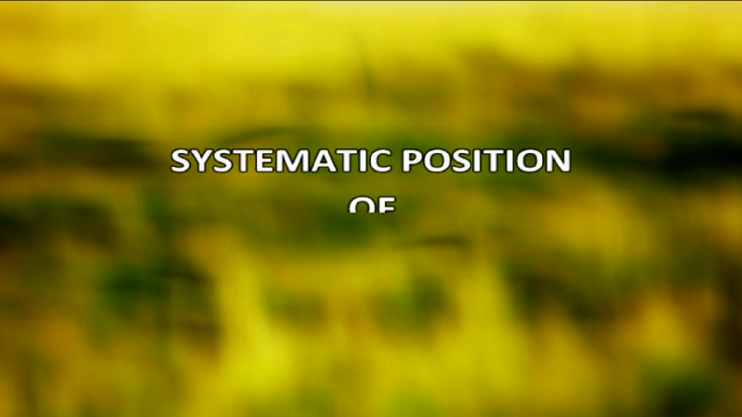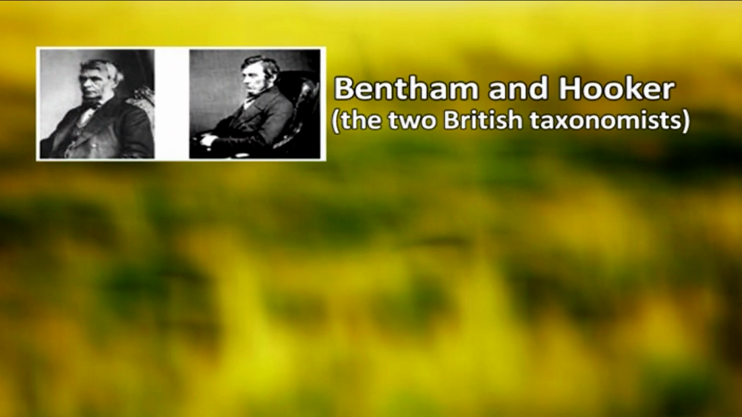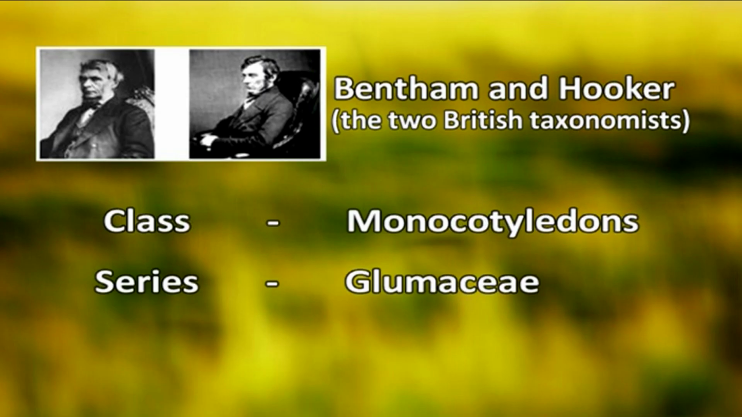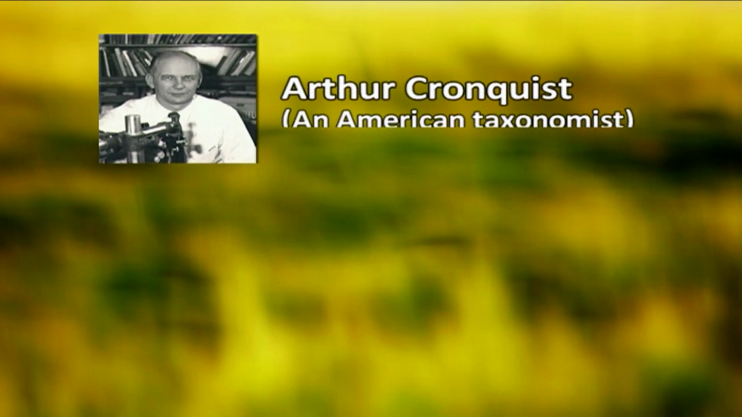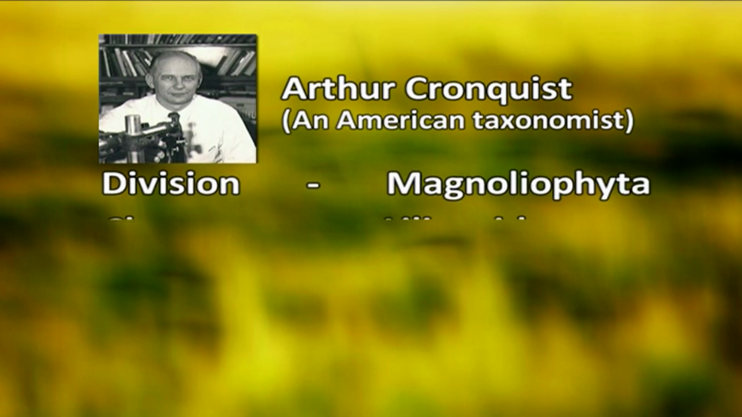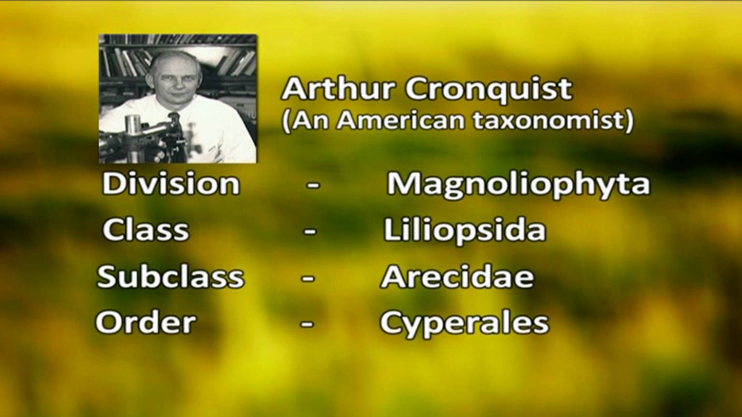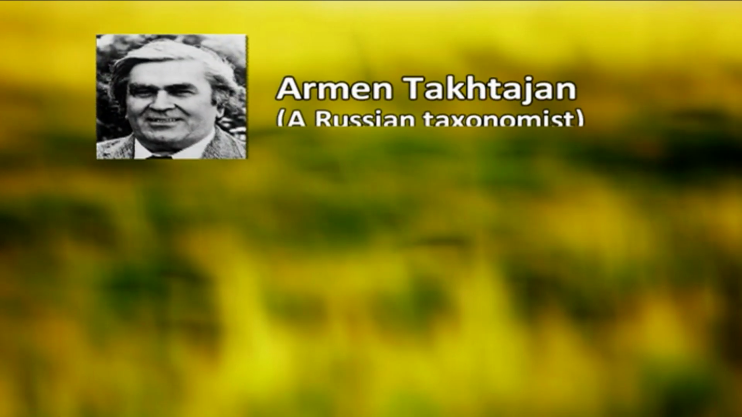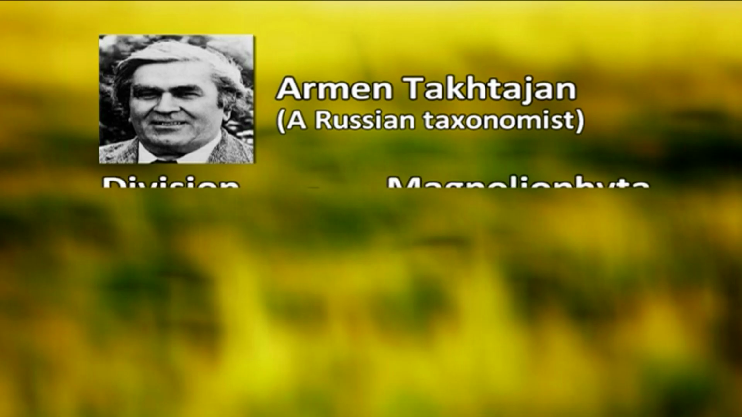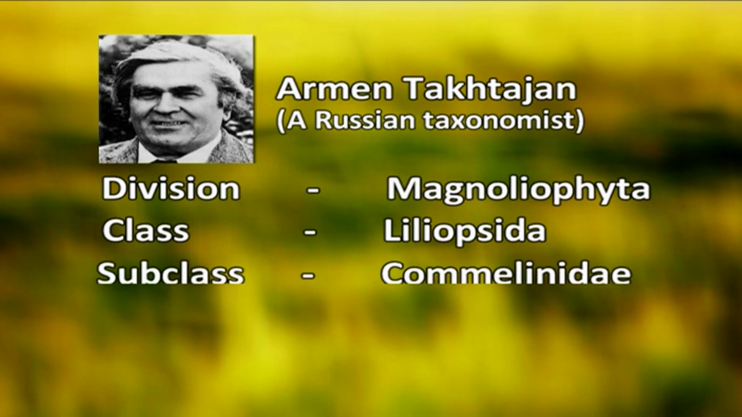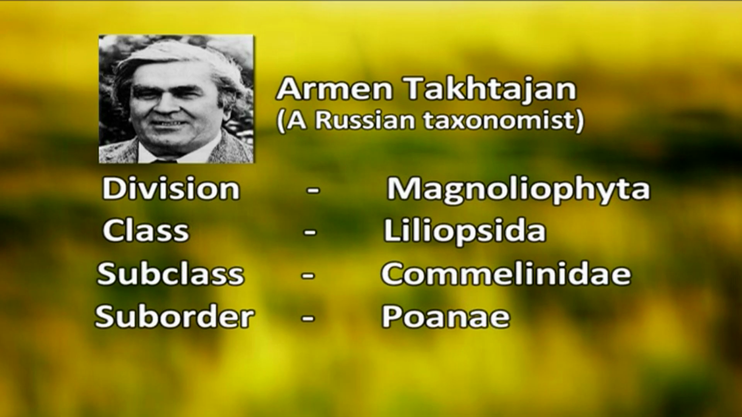Second part of the lecture is the systematic position of Poaceae. Two British taxonomists, Bentham and Hooker, classified this Poaceae under the class Monocotyledons and under the series Glumaceae. Later on, Cronquist, an American taxonomist, ranked it at the division Magnoliophyta, class Liliopsida, subclass Commelinidae, and the order Cyperales. Later on, a Russian taxonomist by the name of Armen Takhtajan again ranked it at the division Magnoliophyta, class Liliopsida, but he gave a subclass Commelinidae and also recognized a superorder by the name Poanae and the order Poales.